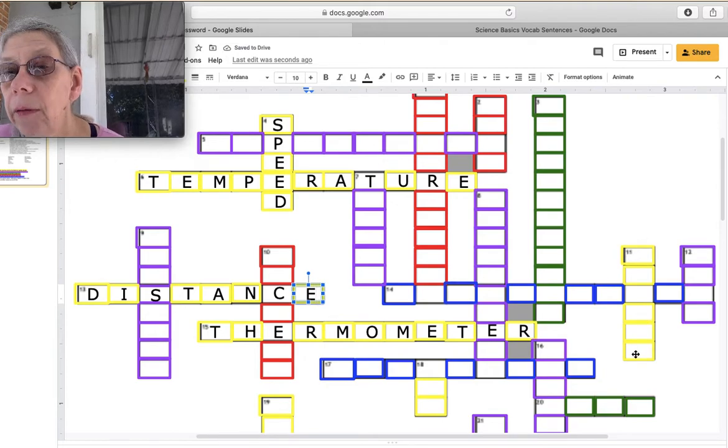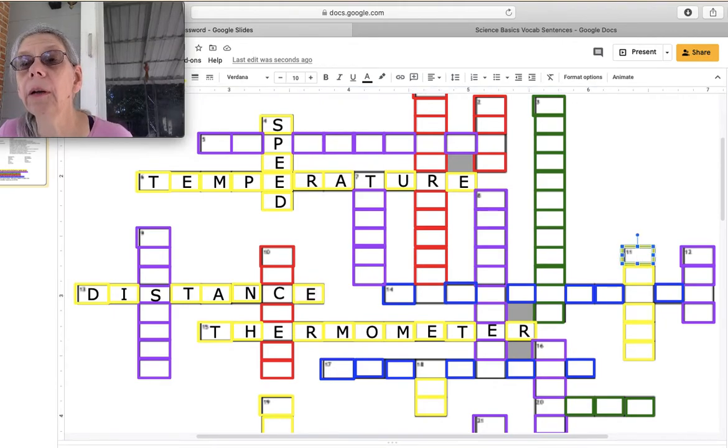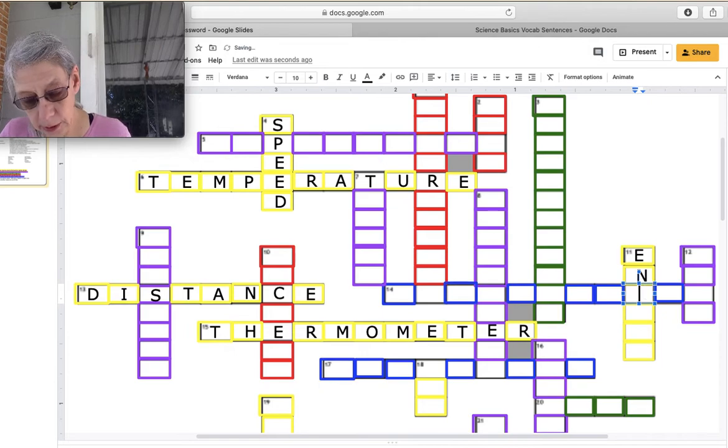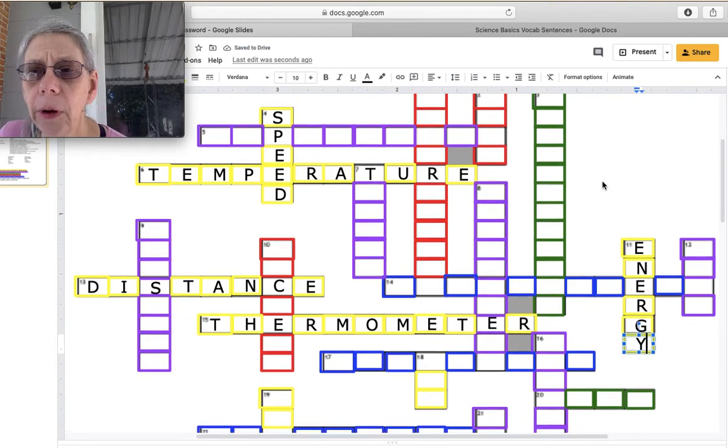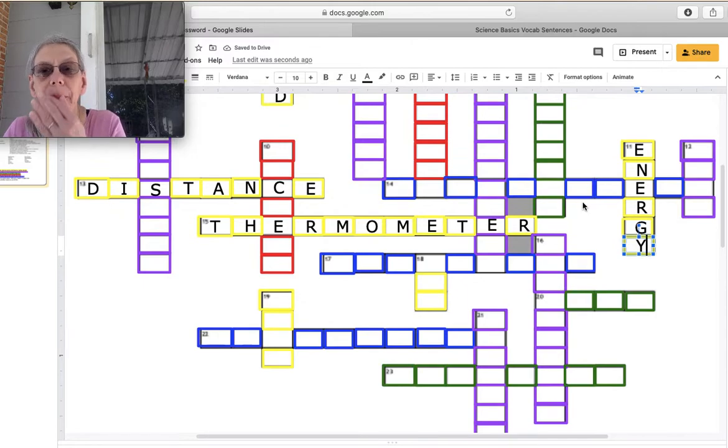All right, here we have 11 down. The ability to do work or heat, for example. Ability to do work, heat, light, sound. There's a lot of examples of this. Oops, sorry. It's energy. See? Rolling right along. You newbies.